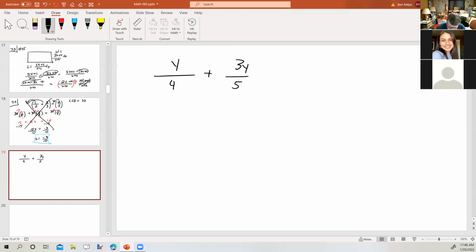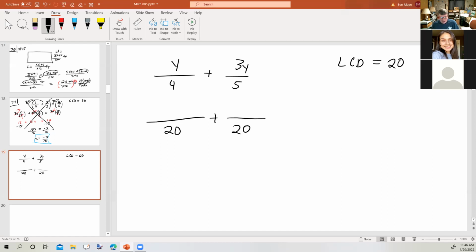All right. Now, we have two fractions. To add them, we need to find a common denominator. We'd like to find the least common denominator. What is the least common denominator of 4 and 5? Anybody? 20. 20, right.